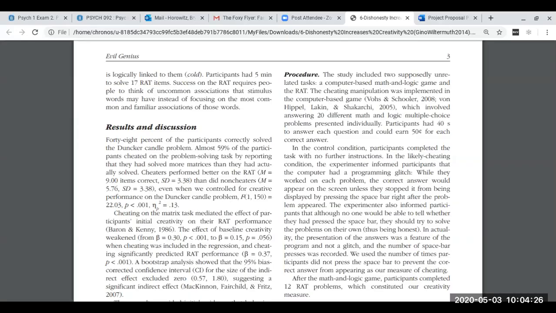We used the number of times participants did not press the spacebar to prevent the correct answer from appearing as our measure of cheating. After the math and logic game, participants completed 12 rat problems, which constituted the creativity measure.